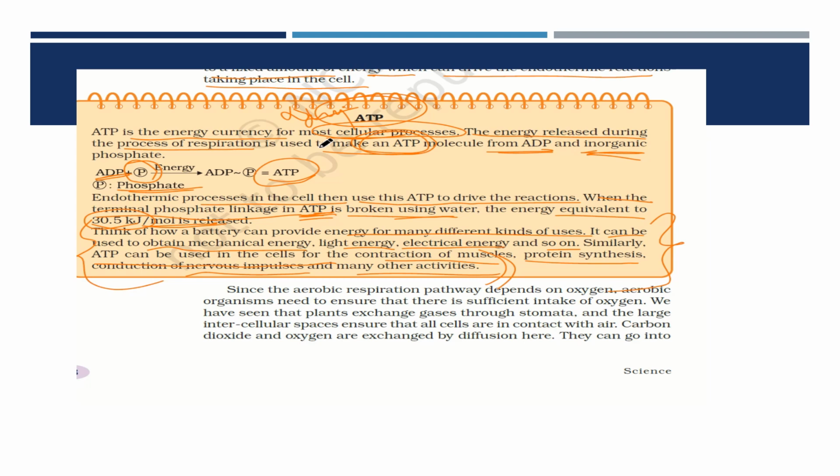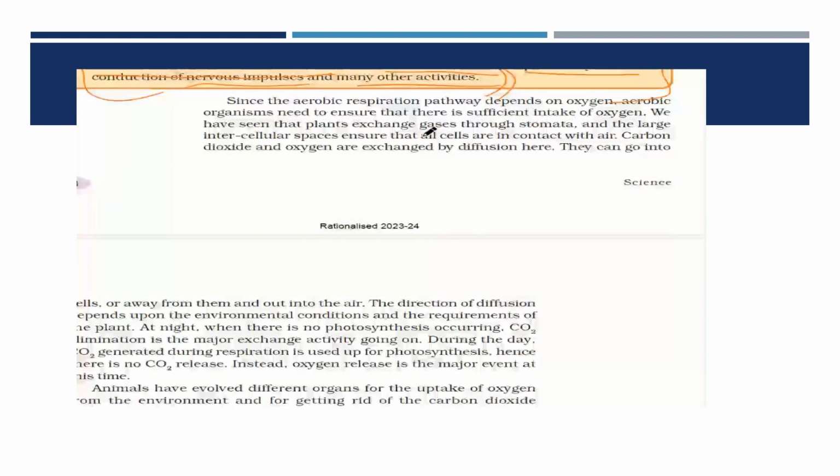So these are all the functions of ATP, the energy currency in our body in the cellular processes. Now, since the aerobic respiration pathway depends on oxygen, aerobic organisms need to ensure that there is sufficient intake of oxygen. We have seen that plants exchange gases through stomata, and the large intercellular spaces ensure that all cells are in contact with air. Carbon dioxide and oxygen are exchanged by the process of diffusion, and they can go into the cells or out from the cells.